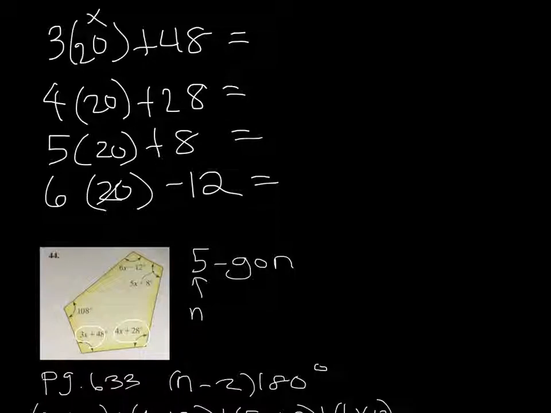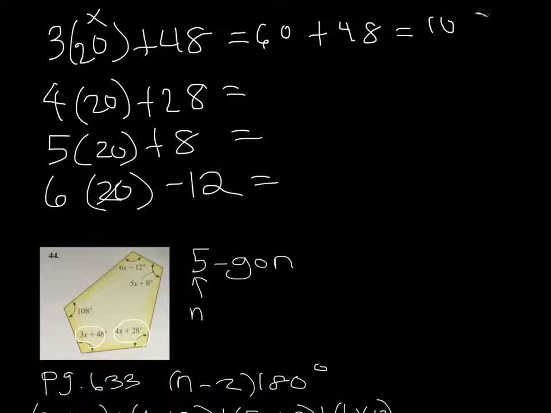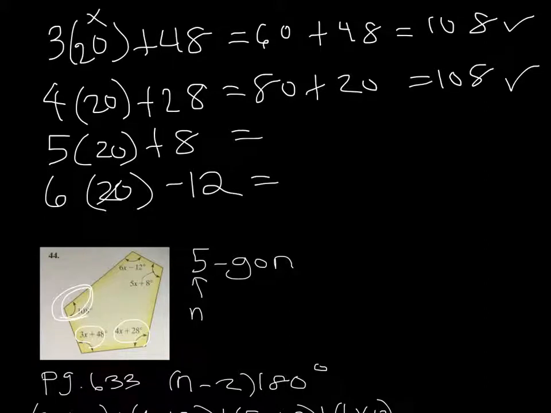So we calculate these, right? 3 times 20 is 60, and 60 plus 48 is 108. So it happens to be the same as this angle. Then 4 times 20 is 80, plus 28, that's also 108. 5 times 20 is 100, plus 8 is 108. And 6 times 20 is 120, and then we're subtracting 12, which is also 108.